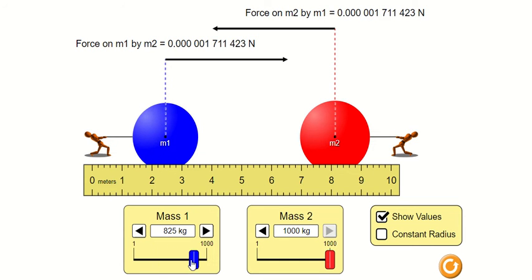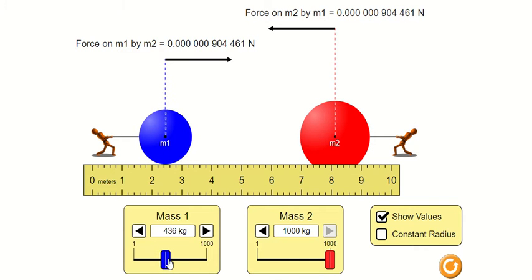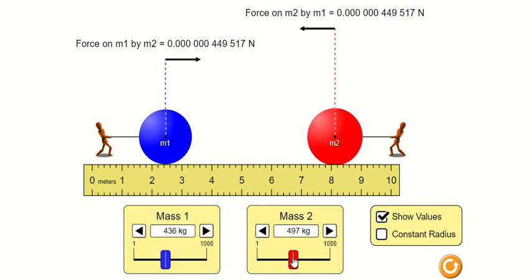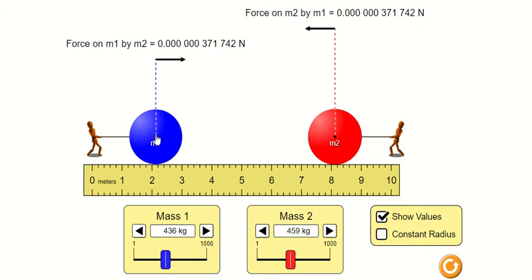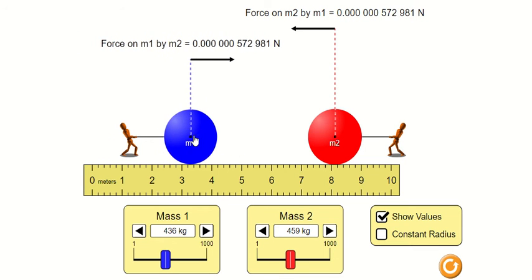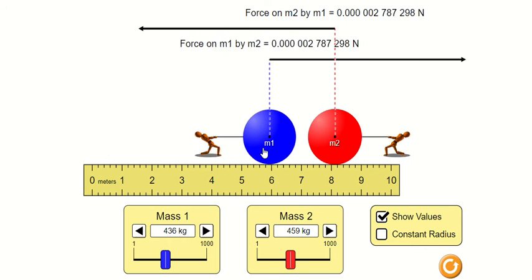Let's say mass 1 is 436 kg, and mass 2 is, let's make it also near 436 kg. Let's say this is 459 kg. Then we see that the force on mass 1 by mass 2 is 0.000060415 newtons, and the same amount of force is exerted on mass 2 by mass 1. So according to Newton's third law, there will be an equal and opposite force acting on the other body.